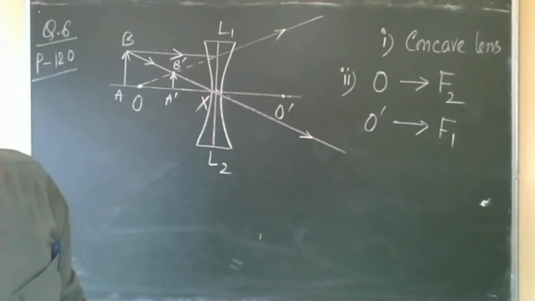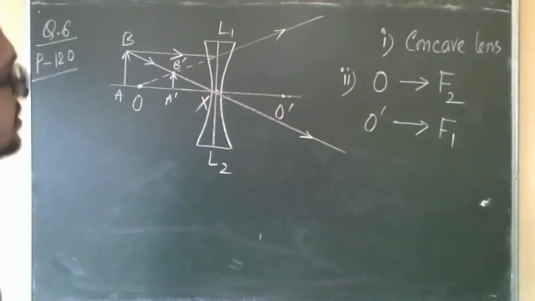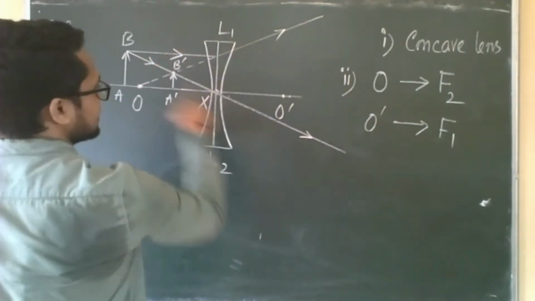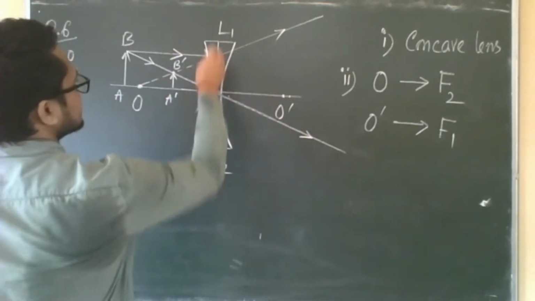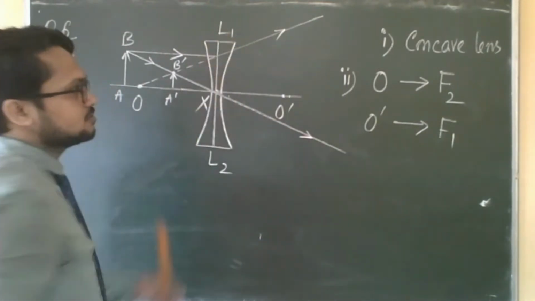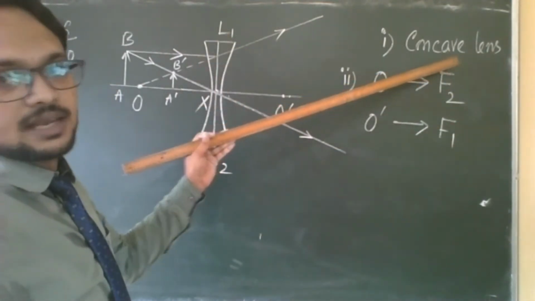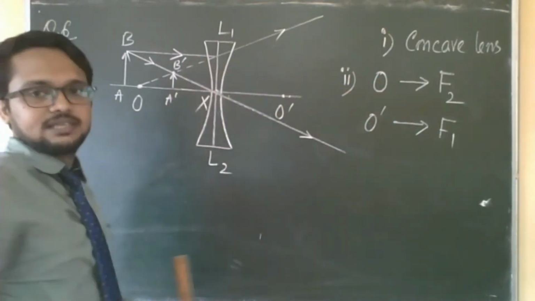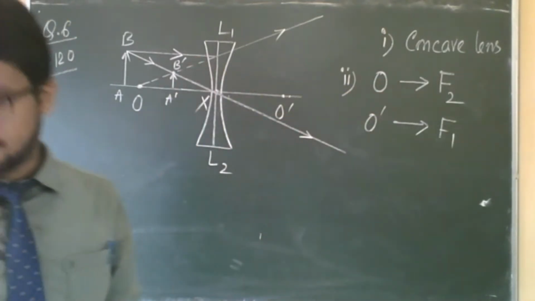Okay. The third question was complete the diagram to form the image of the object. So this is the diagram. You will give all the ray directions. You will mention all the points and complete this lens because you know it is a concave lens. Don't take a line. You know it is a concave lens, so draw the concave lens.